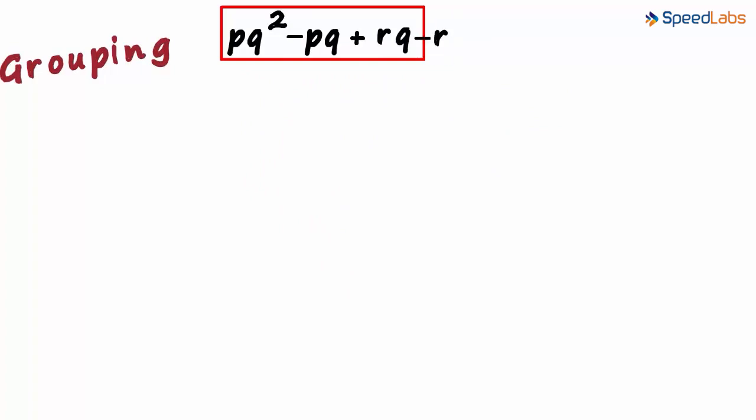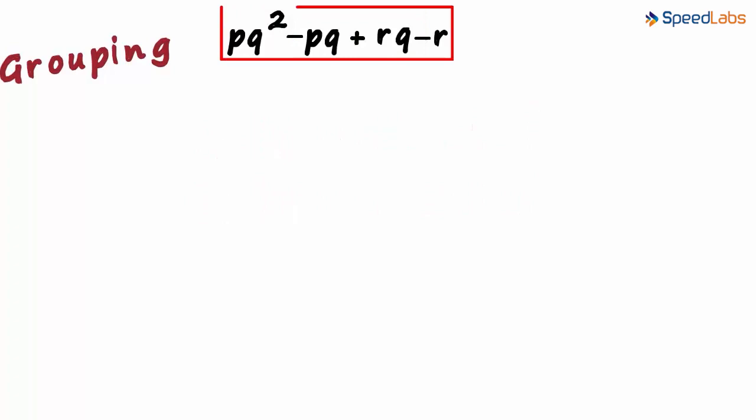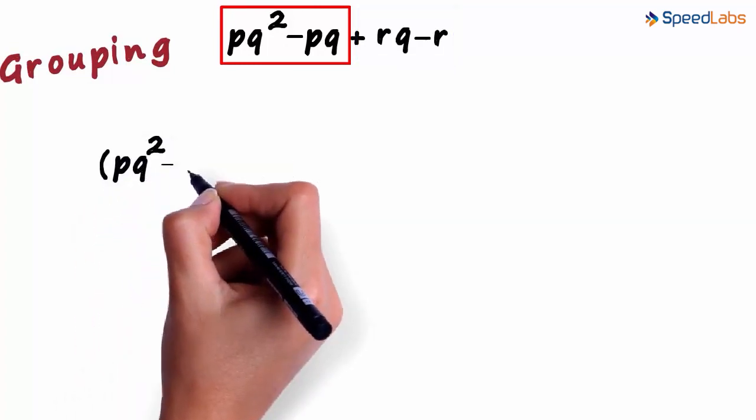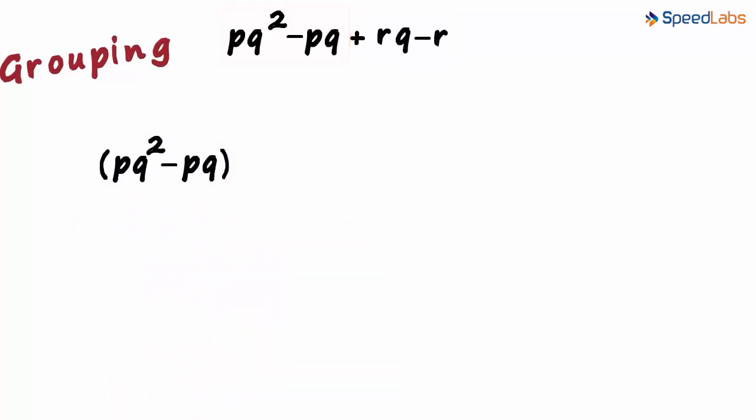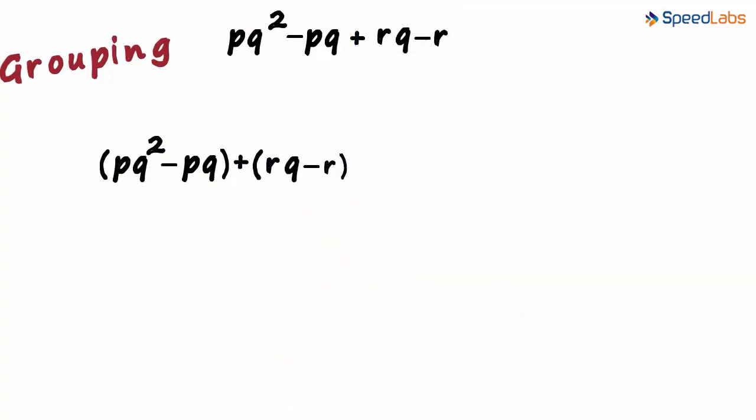If there were 3 terms, we could have probably tried splitting the middle term to use the first or the second identity. But we have 4 terms in this case. This is where grouping terms can help us. Let us group these 2 terms and these 2 terms. So we write pq squared minus pq as one group and plus rq minus r as the second group.